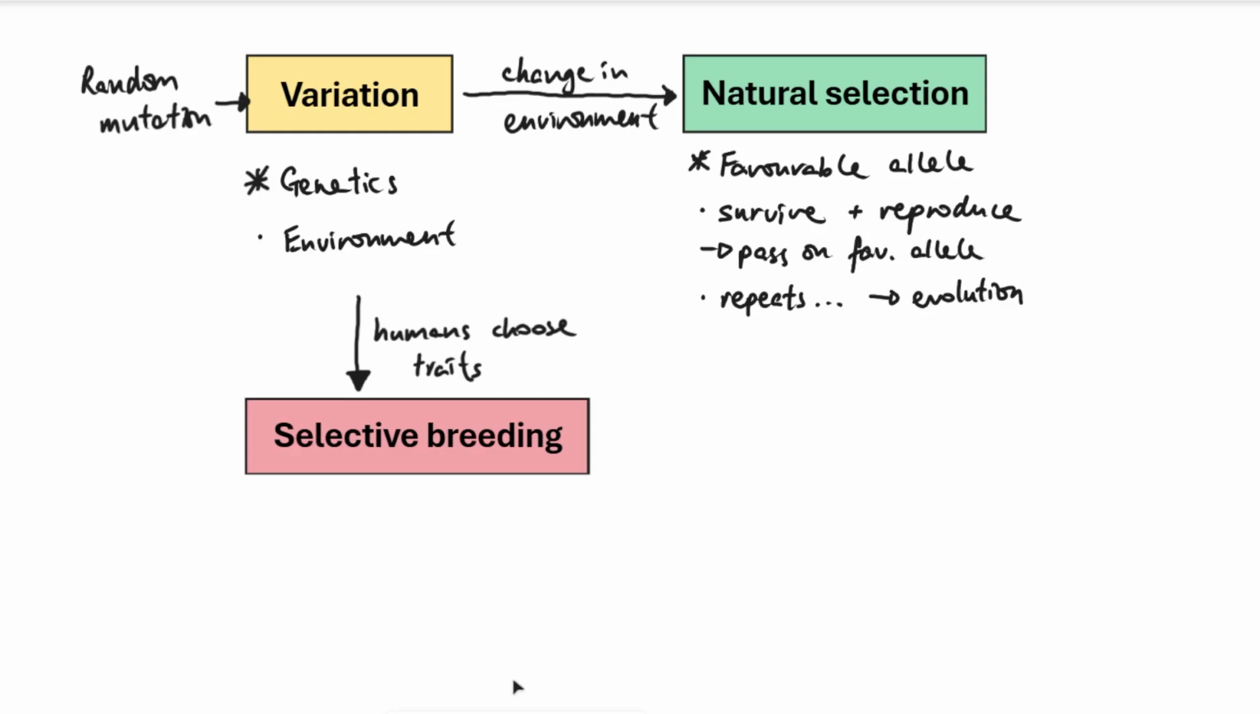So generally speaking, it's the idea of how humans choose certain organisms with the desired trait and we allow them to interbreed. We choose amongst the offspring who has that favorable trait, and then we make them breed again, and we repeat this over time until all of the offspring have that particular favorable trait that we want.